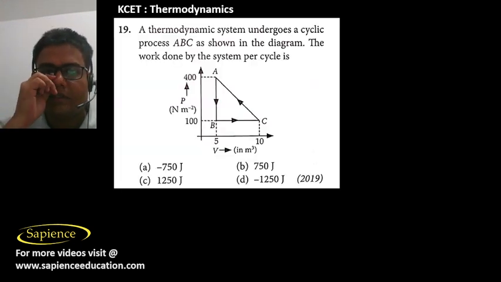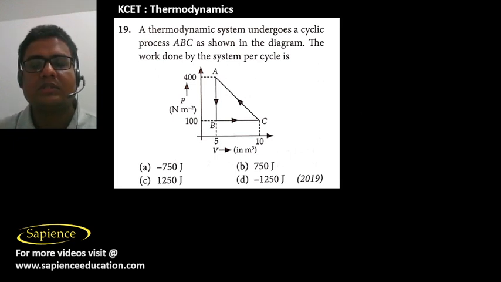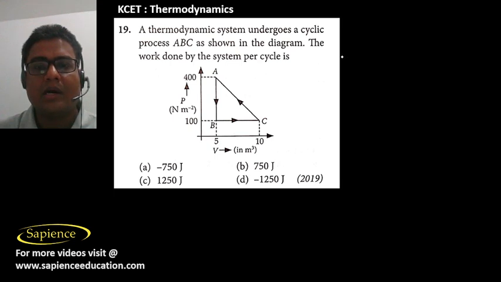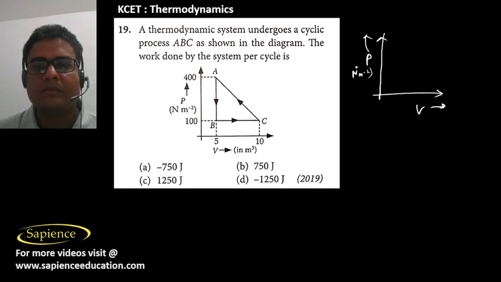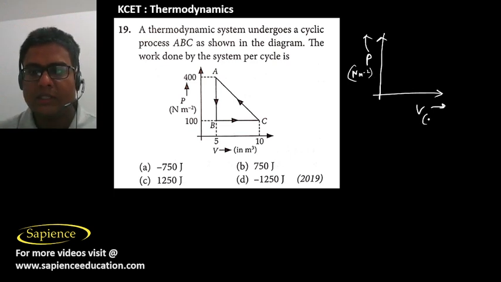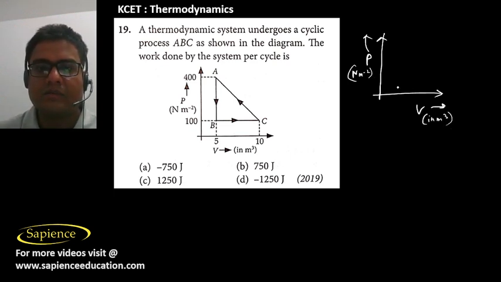So then here it is told a thermodynamic system undergoes a cyclic process ABC as shown in the diagram. The work done by the system per cycle is... Okay. So here, first, it is a PV diagram, which is P versus V graph. So pressure is in Newton per meter square or Pascal, and the volume is in meter cube. So everything is given in SI unit.